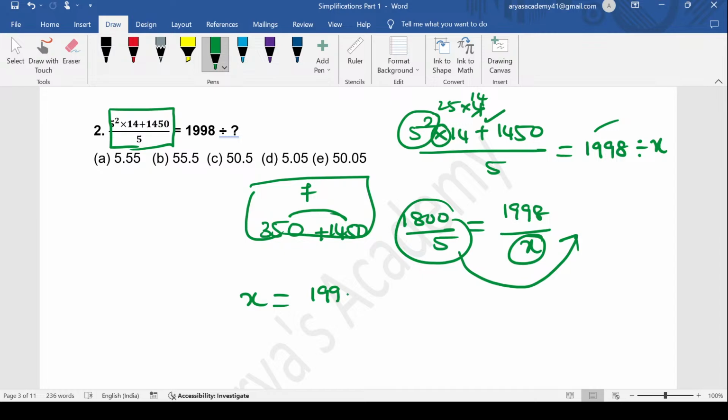So 1998 into 5 by 1800. You can go with the 18 table. 18 will go exactly 100 times. And here, 18 ones are 18, it becomes 111. So 111 into 5. 111 into 5 will be how much? 555. And we are having 100.